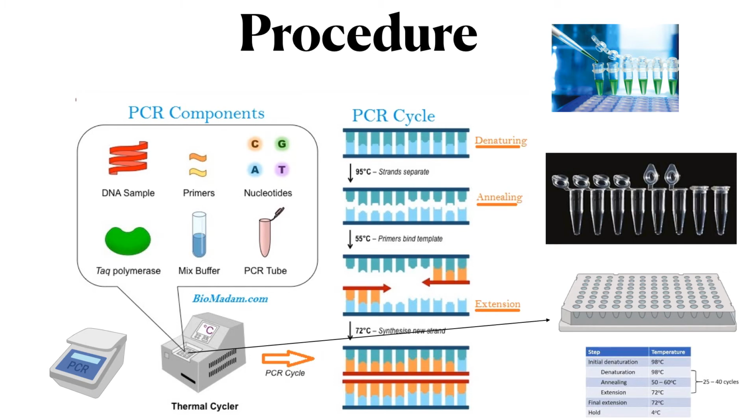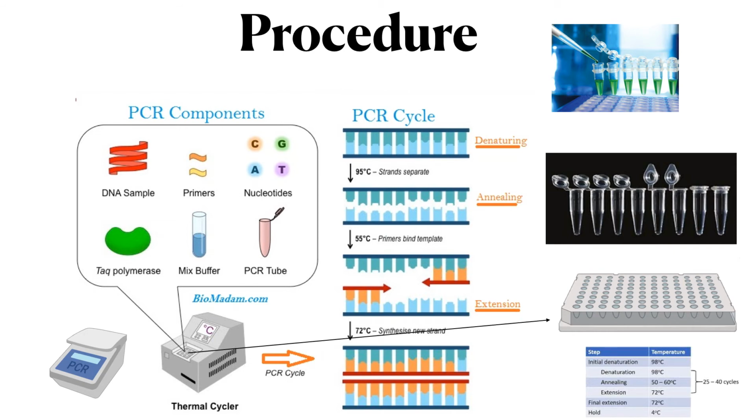Therefore, we have to add nucleotides so that they can anneal with the single-stranded DNA after denaturation. So we also have to add polymerase. With the help of polymerase, these nucleotides would stick to the complementary DNA strand and make complementary double-stranded DNA. So all the reaction should be in a specific mix buffer.